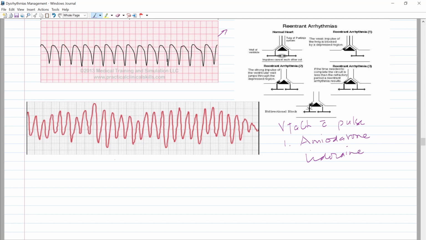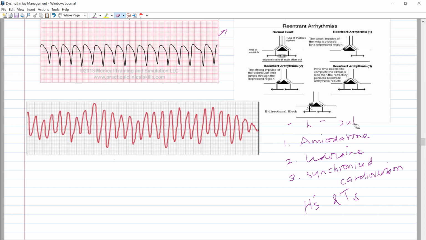Now, if it's still not converting using the drugs, then you'll do synchronized cardioversion. And as I said, this is painful. You have to pre-medicate your patient and you're giving 50 to 200 joules. Okay? And of course, you have to find out what the possible causes are. And again, look back at your H's and your T's. Okay? So that's for VTAC with pulse.